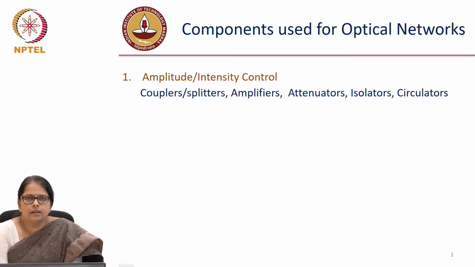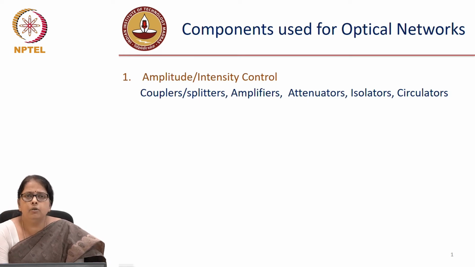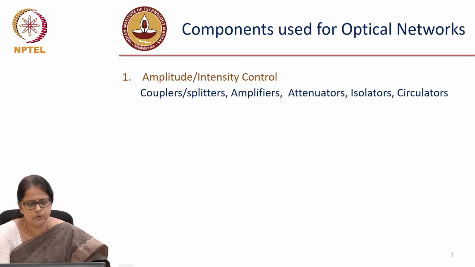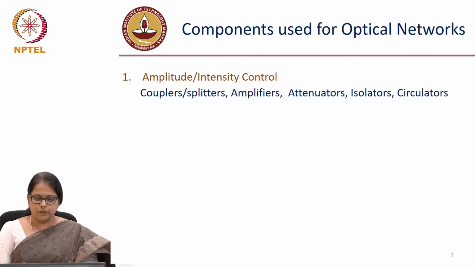The next thing to look at before building an optical network is what additional components are required to build a network and are commonly used. You would want to control the amplitude or intensity of light, and that's done using splitters, couplers, amplifiers, attenuators, isolators, and circulators, of which you know about.